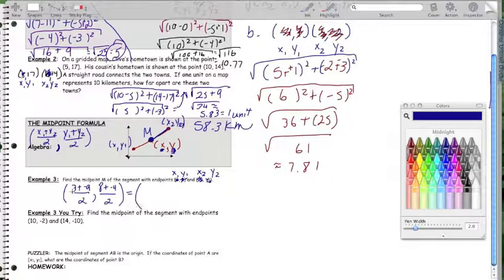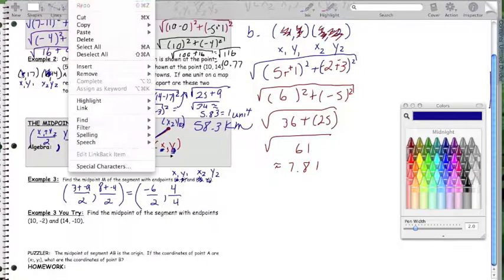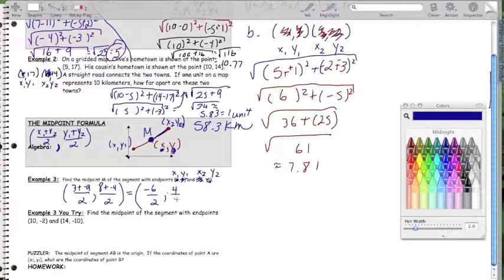Now I simplify. 3 plus negative 9 is negative 6. That's going to stay over 2. 8 plus negative 4 is 4. It's going to stay over 2. So 8 plus negative 4 is 4 divided by 2. Negative 6 divided by 2 is negative 3. 4 divided by 2 is 2. That would be the midpoint, the point negative 3, 2.